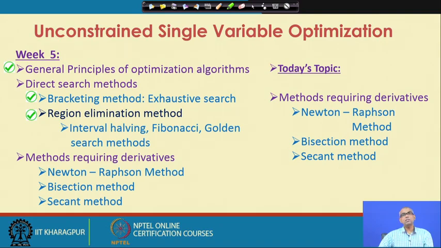We do not want to claim that this is an exhaustive list of all the algorithms that are available. There are several other methods that are available, for example, successive quadratic approximation, cubic interpolation, etc. It will not be possible for us to cover each and every algorithm that may be used for solutions of unconstrained single variable optimization problems, but we tried to cover most of the commonly used methods. So, let us now start our discussion on gradient based methods, and we will start with the Newton-Raphson method.